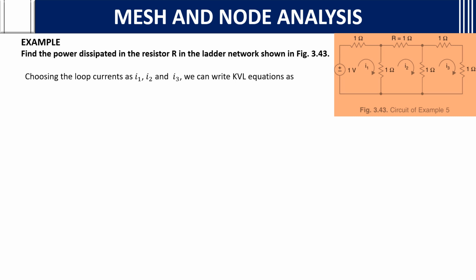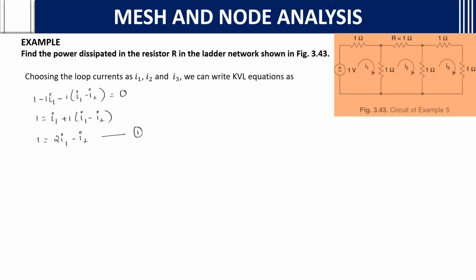If they don't mention any direction in the question, take clockwise only. If they mention the direction, you should consider that direction only. But if they are not mentioning, take clockwise direction only so that it will be easy for calculation. Take it. Then what we need to do? We need to write KVL equations for I1, I2, I3 to calculate.